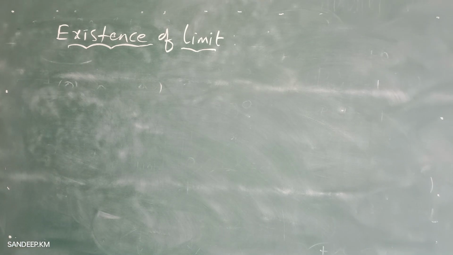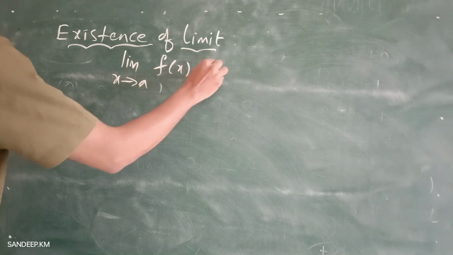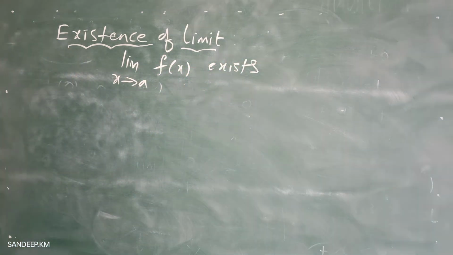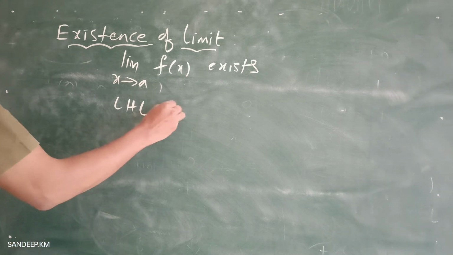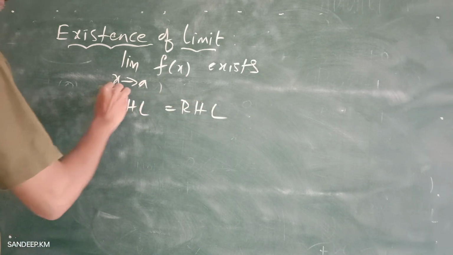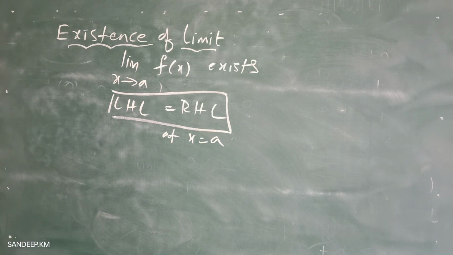Dear students, when can I say that the limit as x approaches a of f of x exists? It exists if the left hand limit is equal to the right hand limit at x is equal to a. If the left hand limit at x is equal to a is equal to the right hand limit at x is equal to a, then we say that the limit of the function exists.